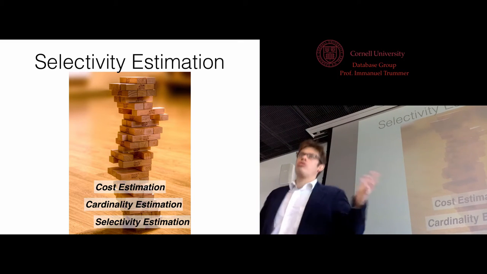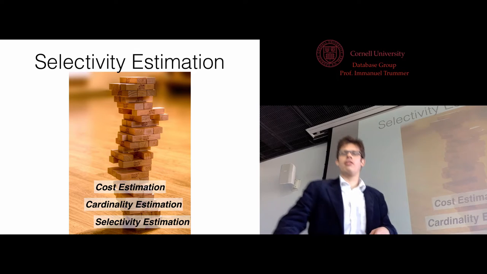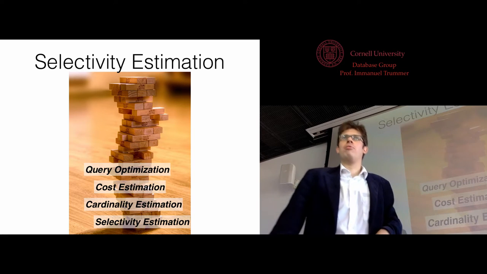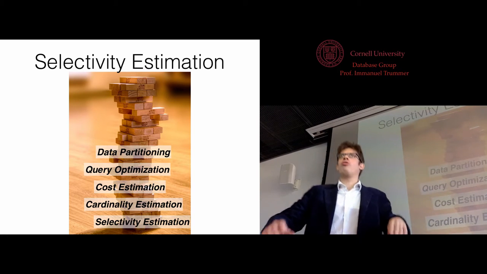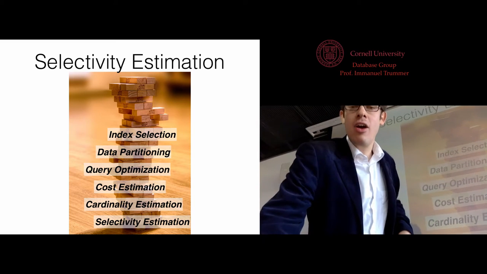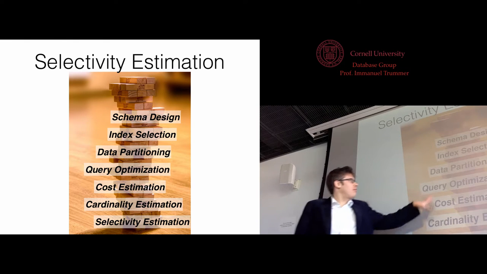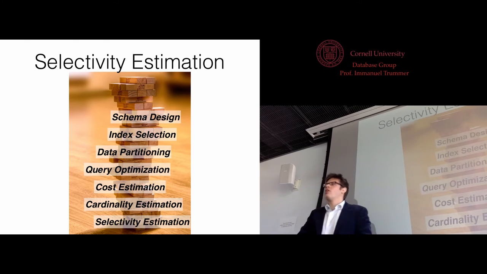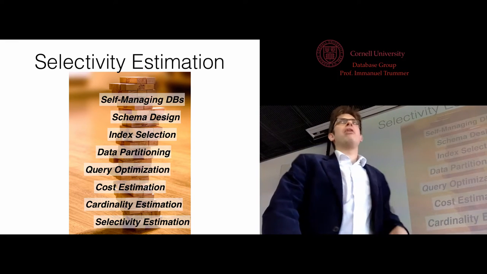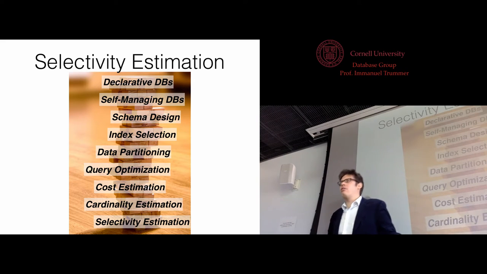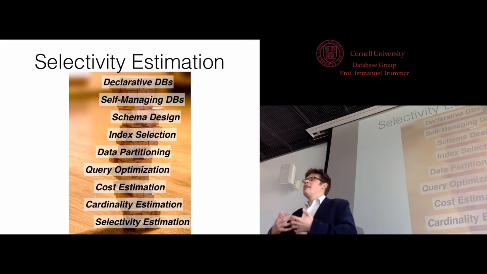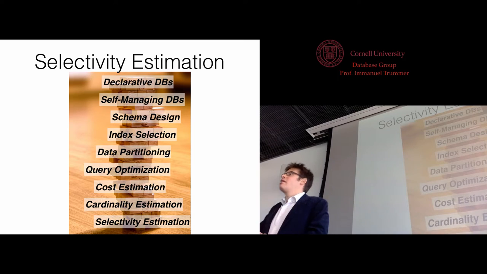And that is crucial in order to estimate the cost of alternative query plans. And that, again, is the base for query optimization, but not only for query optimization. Also, for making decisions like how to partition data or which index structures to create or how to design your schemata, you always need a way of comparing execution cost of different alternatives. And all of those things are actually what makes database systems self-managing and declarative. So selectivity estimation is actually the very fundament of some properties that are fundamental for database systems.